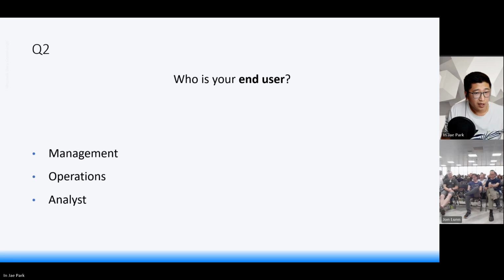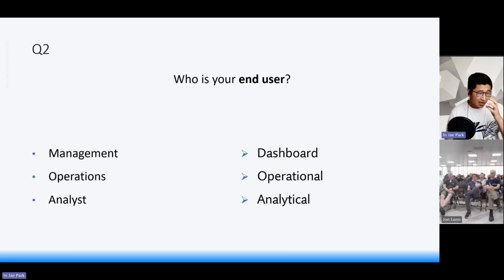Okay, so question number 2, the second most important question: who is your end user? Generally, there are maybe three categories of end users who would use business intelligence reports in an organization. You've got your management, you've got operations, and you've got analysts. Management might be something like CEOs or directors. Operations might be specific people who work with data, but look at predefined data points again and again. And then you've got your analysts, who are usually trying to answer questions by diving deeper into the data sets.